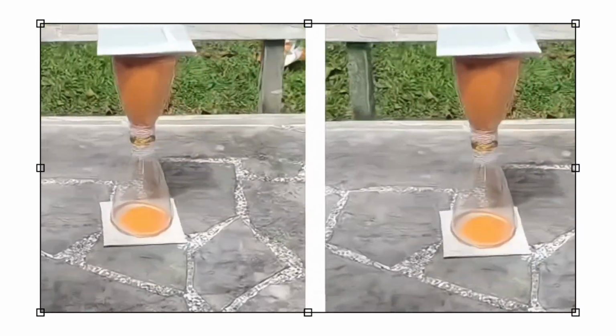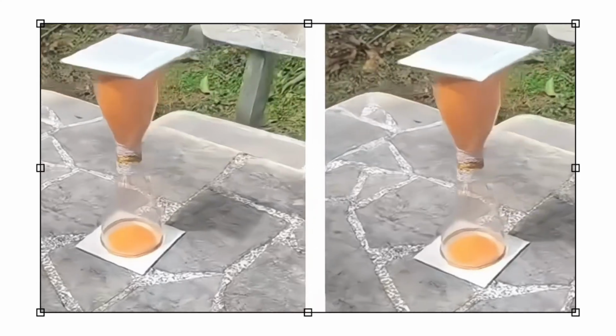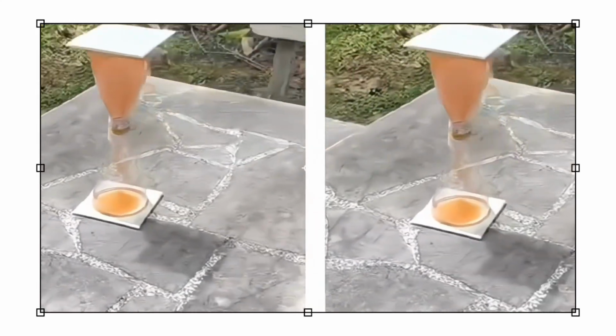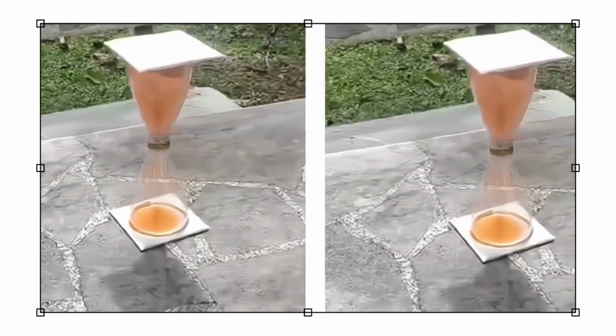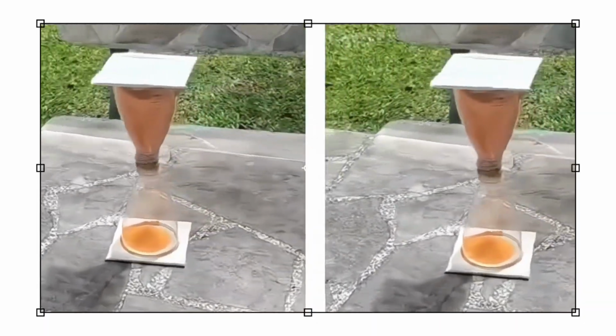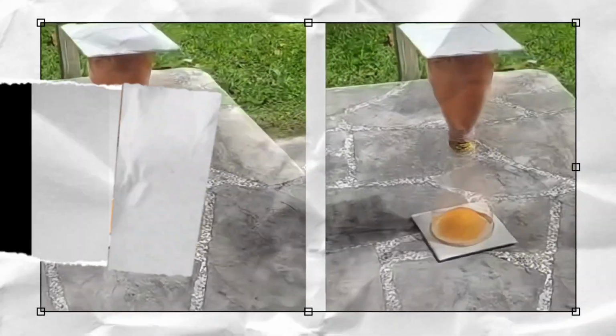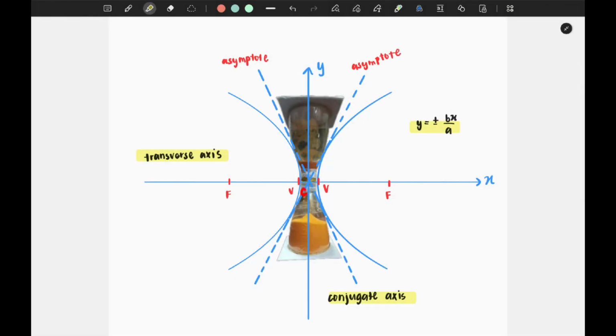Hourglass is a device used to measure time, made of two glass bulbs connected by a narrow passage where sand flows from the upper to the lower bulb. Its shape is narrow in the center and wider at the top and bottom, like two cones joined tip to tip. This shape can be represented by a hyperbola in analytic geometry because both have symmetrical open curves.